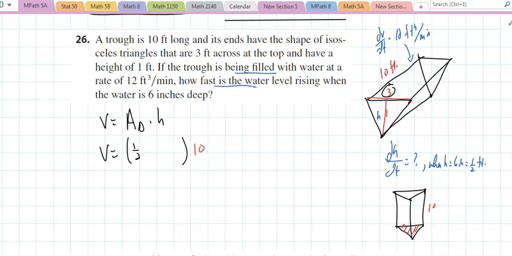Well, we know the base is what? A 3, not really. The base of the water. Water is filling up. Do you see? It's not full of water. If it was full of water, then yes, you could use the 3. Common mistake that students do.